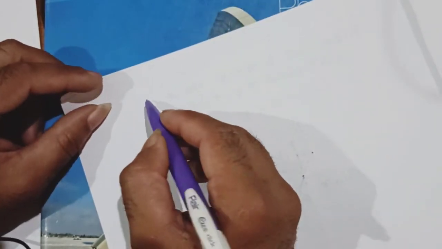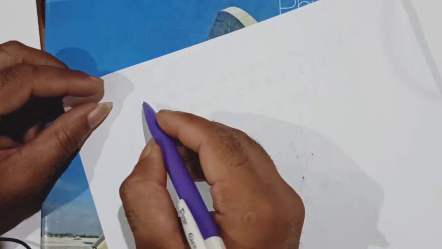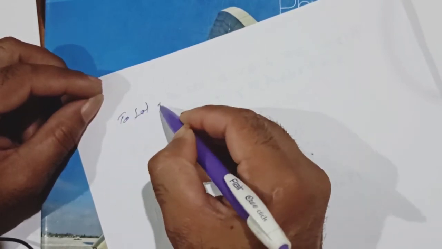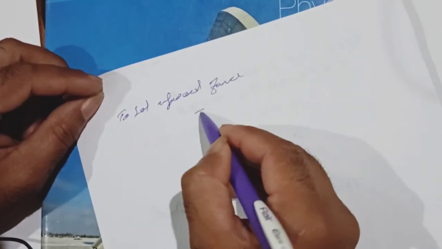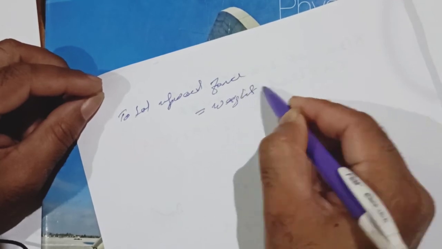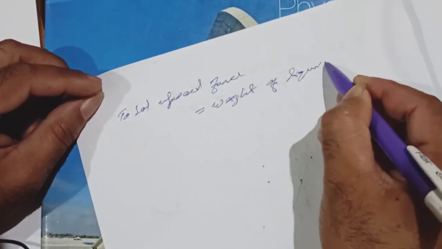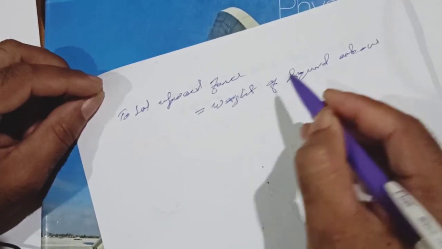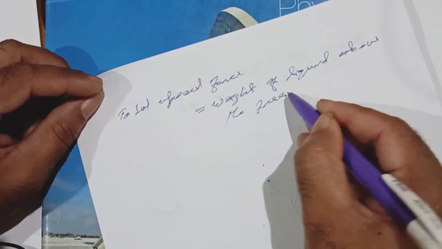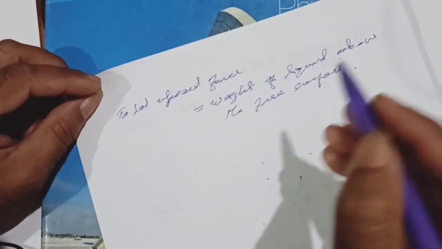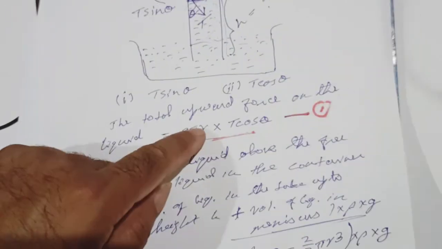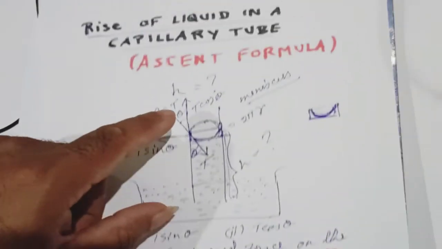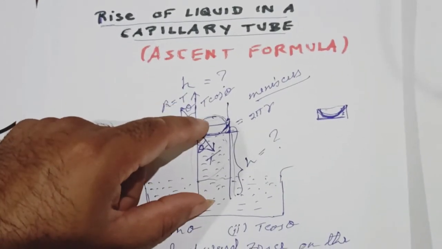So the total upward force in equilibrium is equal to the weight of the liquid above the free surface. Therefore the force that we took in the first equation, equation 1, will be equal to equation 2, so that the liquid will rise no more and it will be balanced. The weight and the force will be balanced.